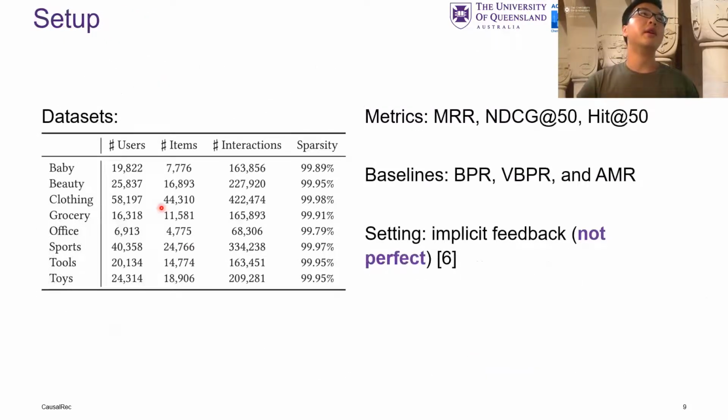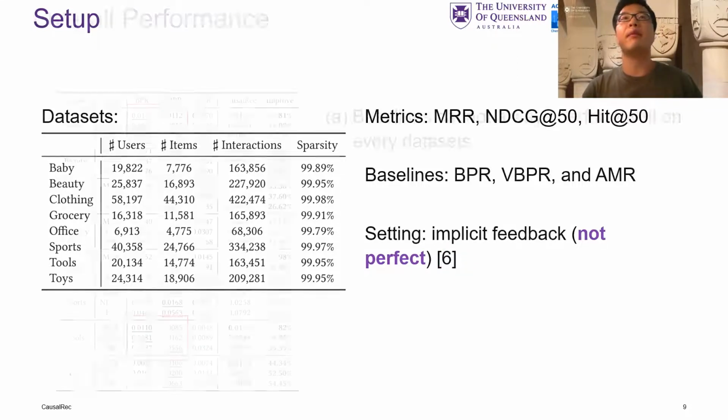So I'll look into the experiments. We use 8 subcategories of the Amazon dataset, and we use these metrics to evaluate our model. Also, baselines are introduced in previous slides: the BPR, VBPR, and the AMR model. One thing to notice is that the setting is using the implicit feedback, which is not a perfect environment for the debiasing method, as indicated by the reference 6 here and also by the reviewer of our paper.